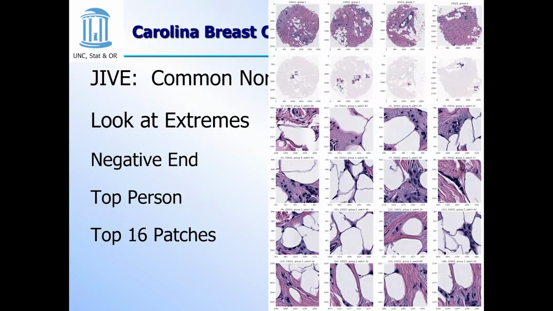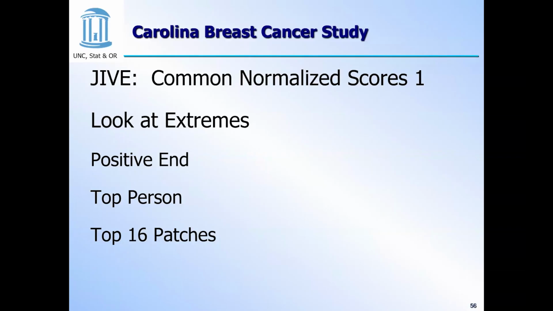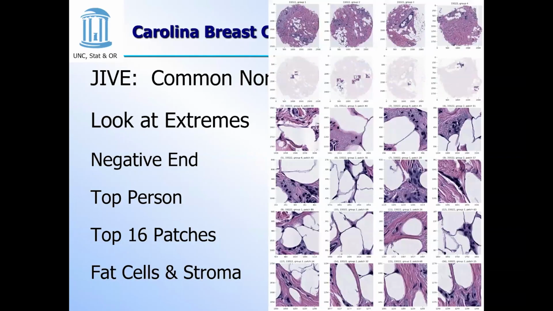Okay, so what are we looking at here? Well, this is the point where I lean on my pathology colleagues. The pathologist looked at that and said, oh yeah, this is fat cells and stroma. Fat cells are a very natural part of normal breast tissue. Stroma is the connective tissue. And so this is basically pretty healthy looking tissue that came up at one end. What happens at the other end?